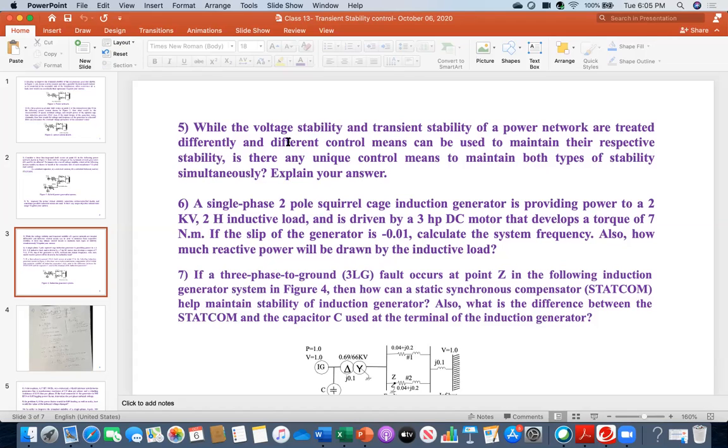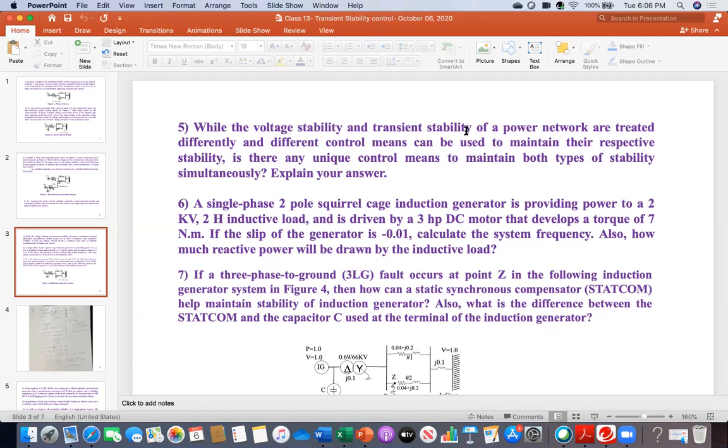So this means that according to the voltage stability concept, you have to maintain the voltage at each and every bus of the network. For example, your speed might come back, frequency might come back, but due to some reason, voltage might not come back. But you have to maintain the voltage. That is the voltage stability, maintaining the voltage.